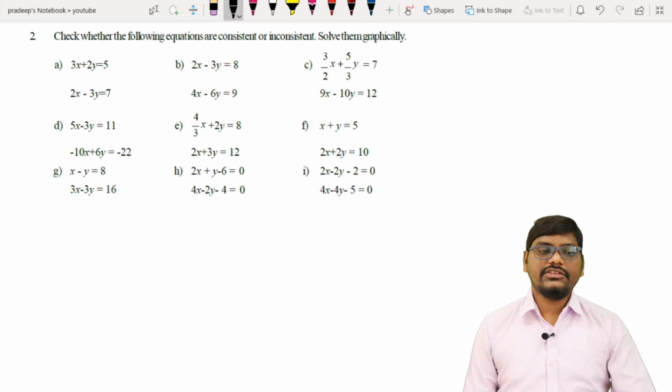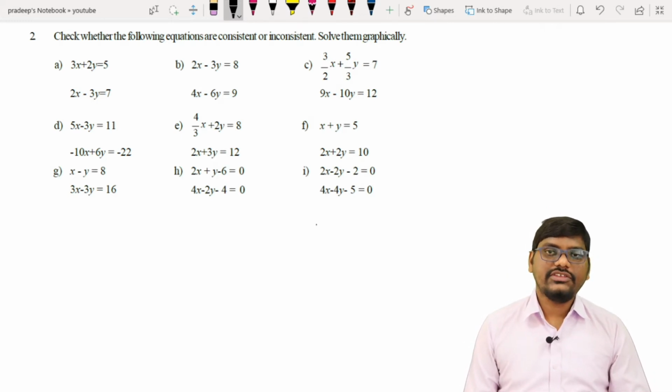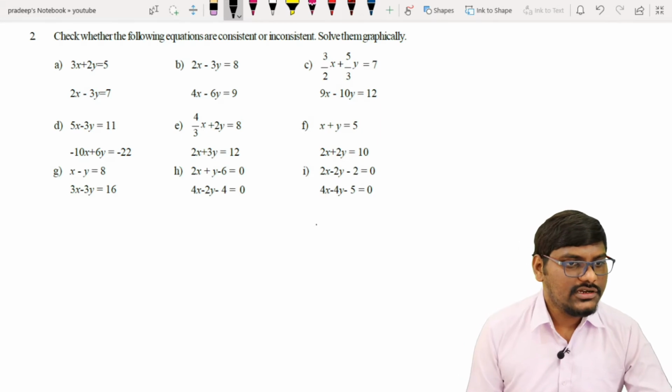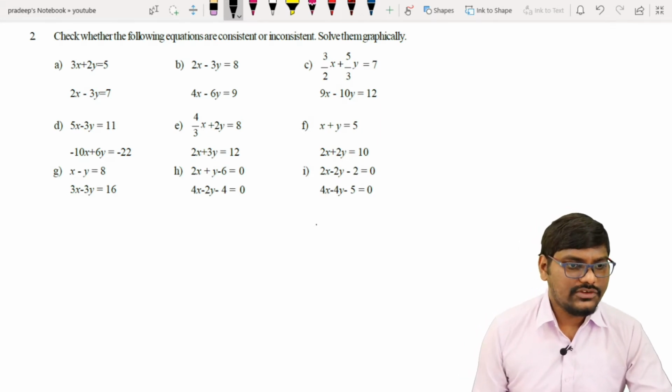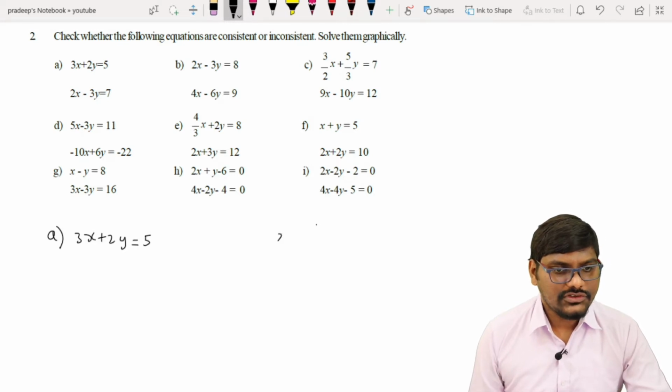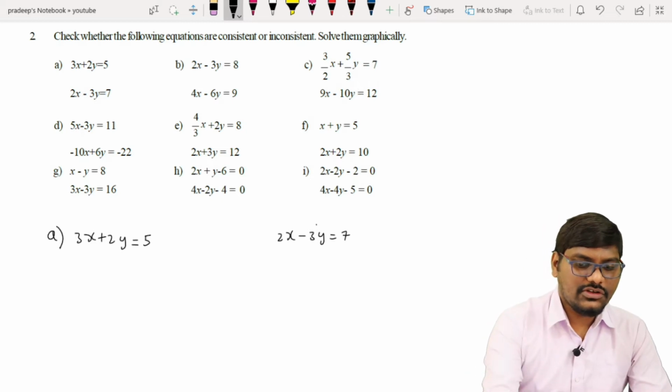So we have to take these equations, solve them, and find out whether the given equations are parallel, coincident, or intersecting. That is what we have to check here. So let's solve the questions. I'm taking question number 1, that is 3x plus 2y equal to 5 is equation 1. Then equation 2 is 2x minus 3y equal to 7. So let's solve these equations.